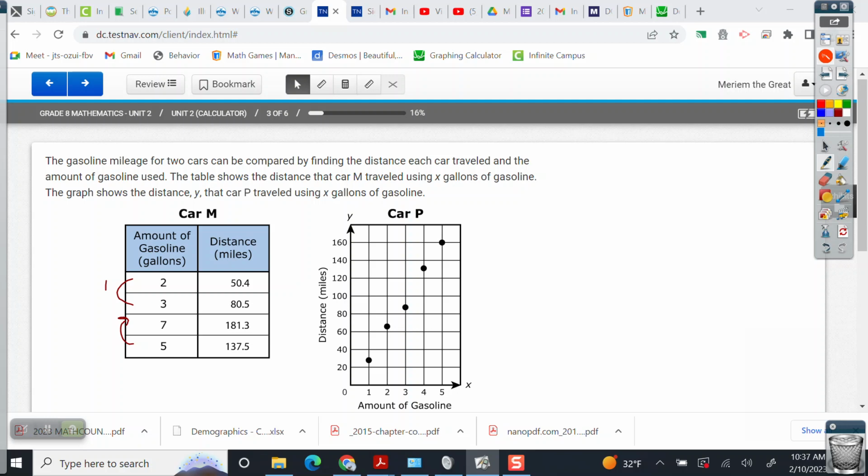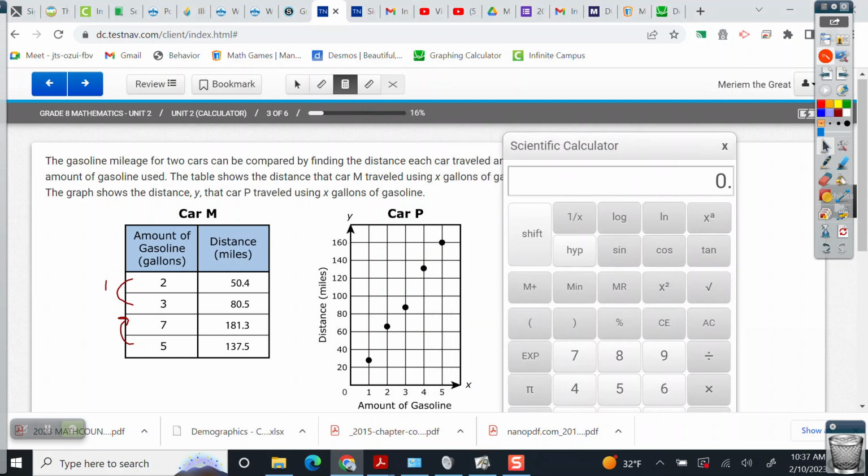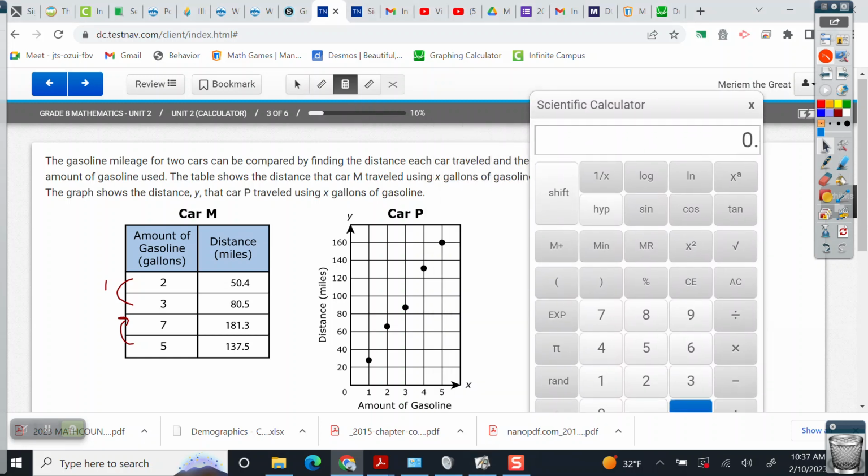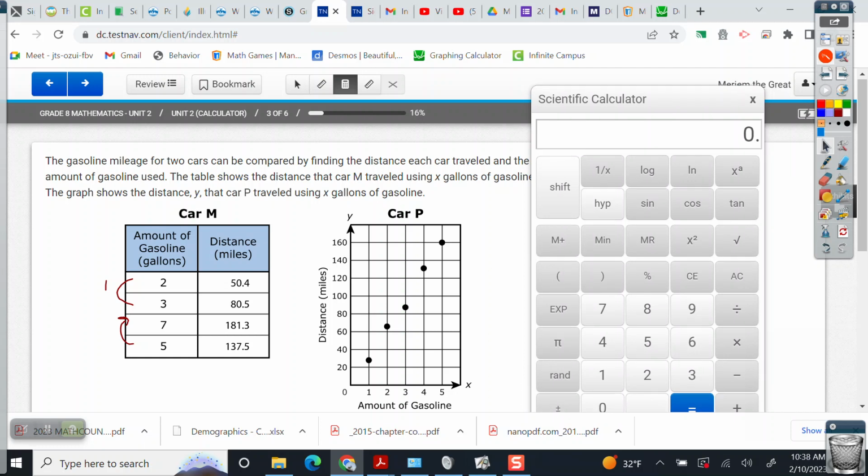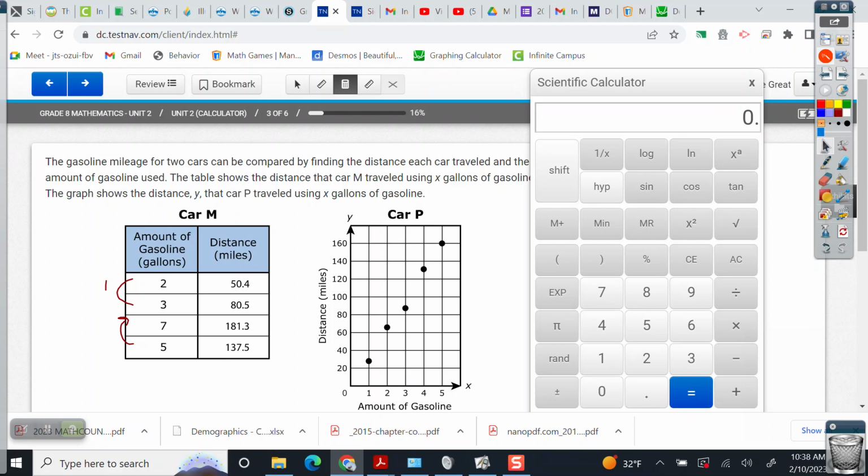So here's what I'm going to do. I'm going to pull up my calculator here. All right, so let's subtract 50.4 from 80.5, because there's a difference of 1 in the gallons there. So 80.5 minus 50.4 gives me 30.1 miles per gallon. Okay, but that's only between one pair of data points.